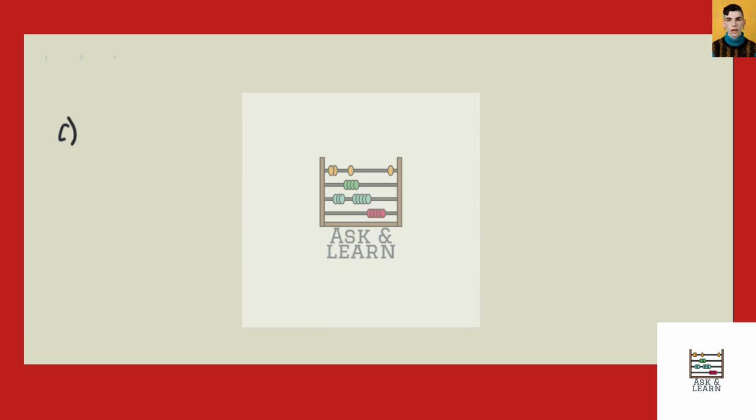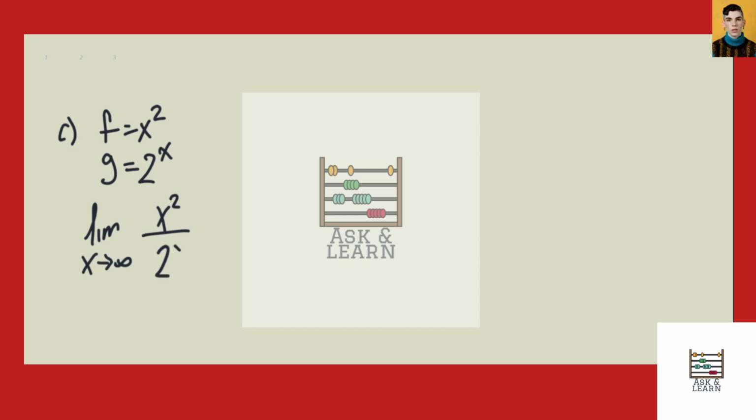So for part C, same process, new functions. We have that f is equal to x squared, and g is equal to 2 to the power of x. So we want the limit as x goes to infinity of f, which is x squared, over g, 2 to the power of x. So we'll use L'Hopital's rule. We'll get that this is equal to the limit as x goes to infinity of 2x over 2 to the power of x times natural log of 2.